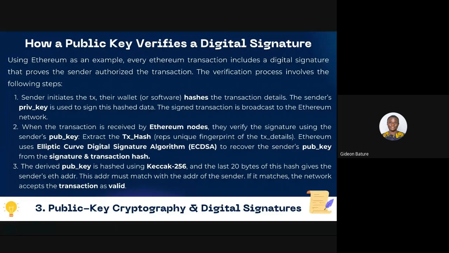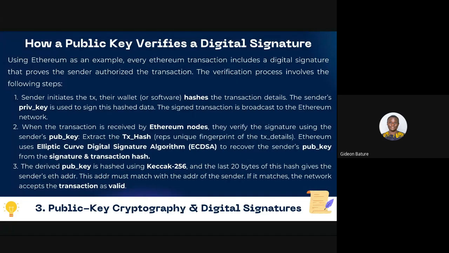I'm impressed. Okay. And the last 20 bytes of this hash gives the sender's ETH address. This address must match the address of the sender. So, do you guys remember, I think somebody asked a question: which one is better, using address or using public key? So, you can see what is happening here. The derived public key is hashed using Keccak-256, and the last 20 bytes of this hash give the sender's ETH address.